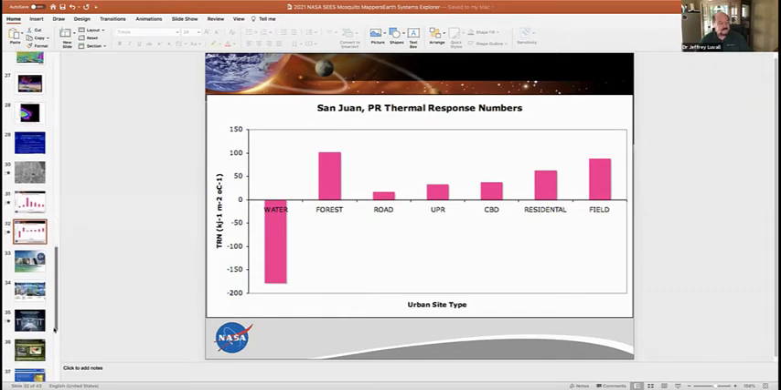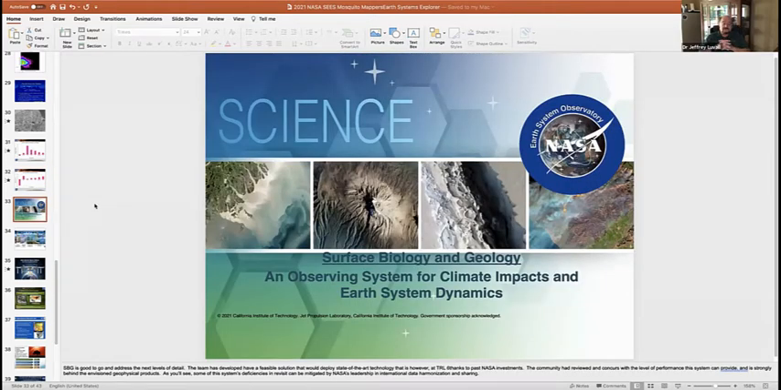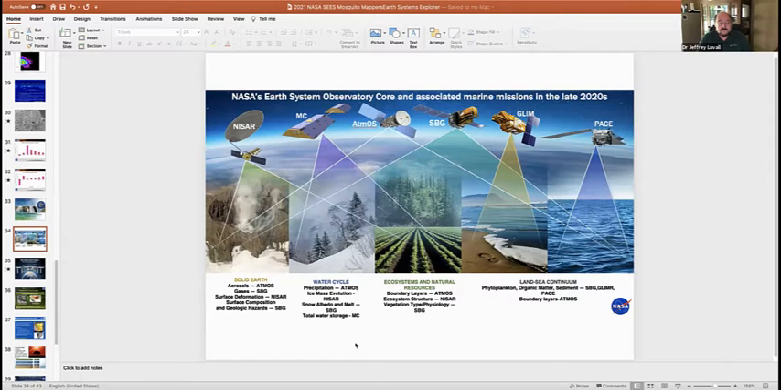So now, what's happening in the future? I talked about how we're entering the golden age of remote sensing. About 3 weeks ago, we were just authorized to start what we call the Observing System for Climate Impacts and Earth System Dynamics. I've been working on the surface biology and geology mission part of that. I'll go into a little bit what exactly this means. For the first time ever, we're having a coordinated effort to study many parts of the Earth system at the same time using remote sensing.